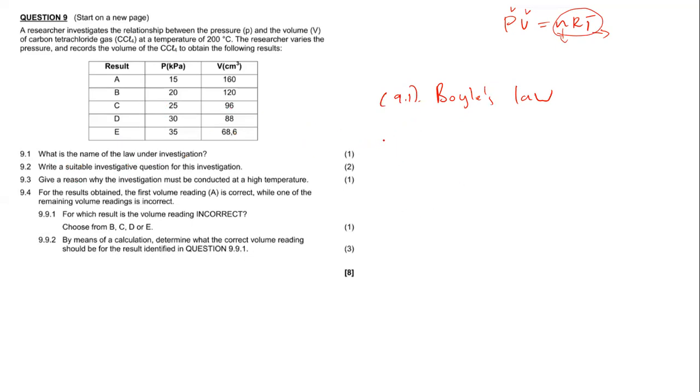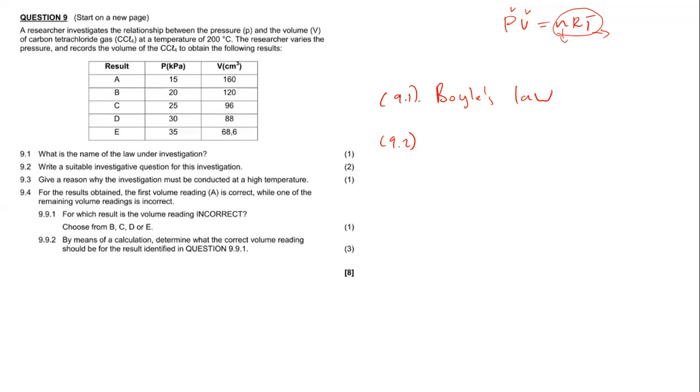As I explained. And then 9.2 says to us, write a suitable investigative question for this investigation. When you talk about the investigative question, we are talking about what is the aim of this experiment? What do we want to do? Literally, we can see, guys, we want to investigate the relationship between these 2 variables, pressure and volume. So how to get the investigative question? You reread your statement again so that you can understand what is happening, maybe if you are lost. The investigative question is the aim. What do we want to do? What does this researcher want to do?